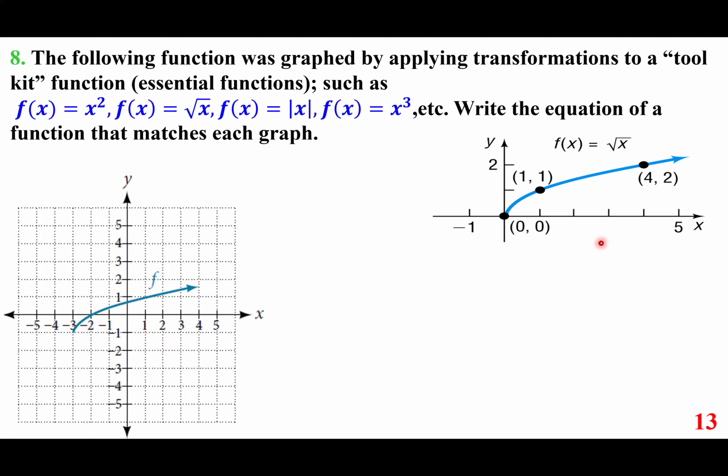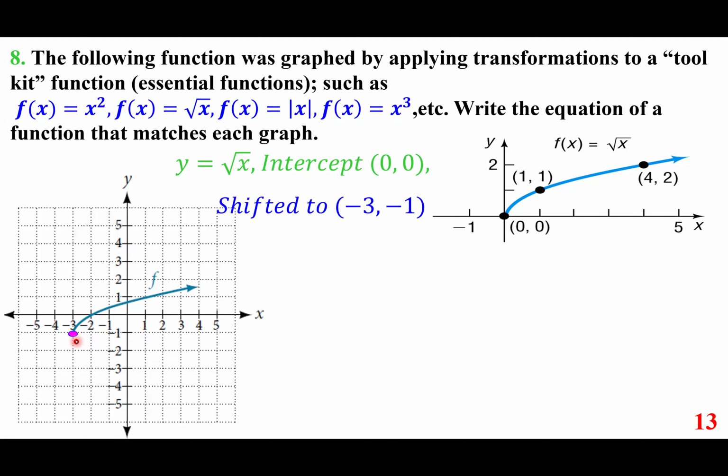So this one has the equation y equals square root of x, and this point is a very important point. It's at 0, 0, which has been shifted to this location, which has the x coordinate -3, y coordinate -1. So this point has been shifted to this point with coordinates -3, -1.